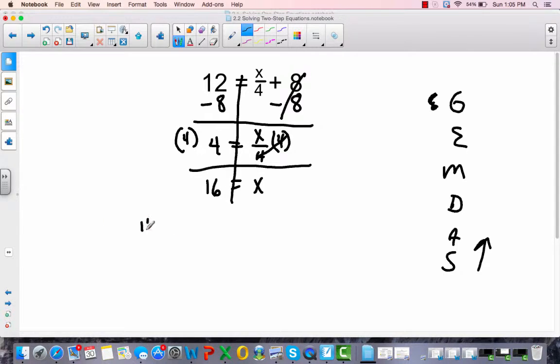So we go 16 divided by 4 plus 8 equals 12. 16 divided by 4 is 4. Plus 8 equals 12, and sure enough, 12 equals 12. I want to remind you, this problem would be worth 4 points. It would be worth 1 point for the lines, okay? 1 point for step 1, 1 point for step 2, and 1 point for the answer.